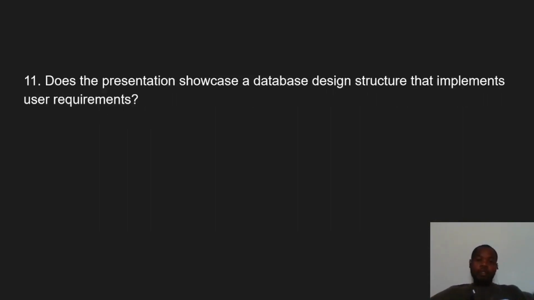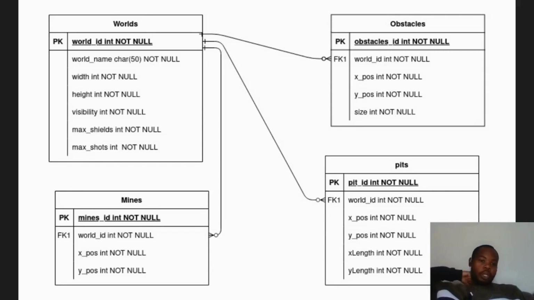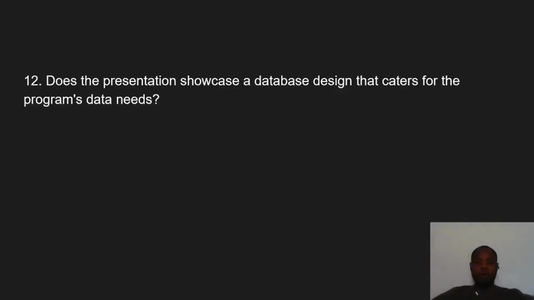So does the presentation showcase a database design structure that implements user requirements? So the requirements of the game is that the server is able to save worlds, and then each world has its particular obstacles, pits, and mines that then make up the complete world. So the user requirement is to have a world. So then the world is related to all of these other obstacles through its primary key and foreign key.